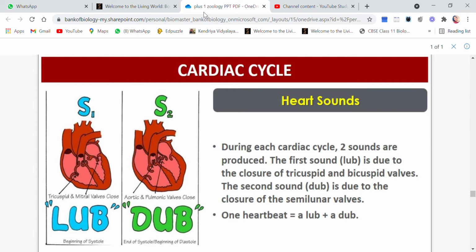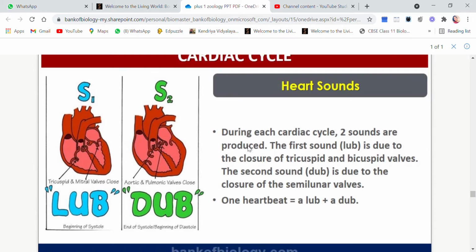Today we are going to study about heart sounds and ECG. Children, what are the sounds of the heart? There are two sounds, lub and dub. During each cardiac cycle, two sounds are produced.